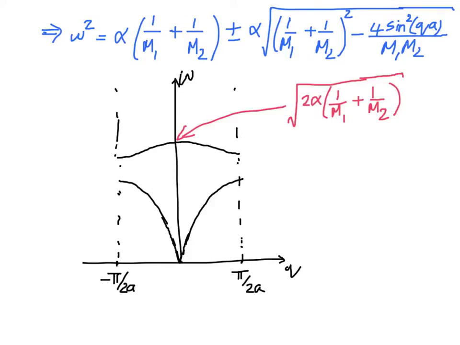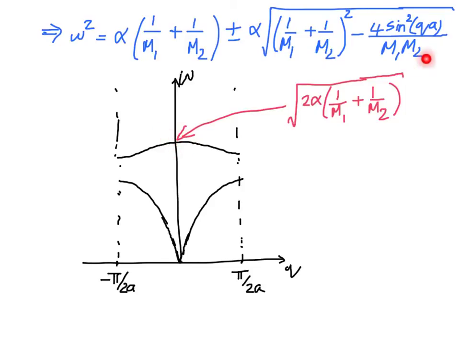First, let us set q equals 0, right? So we are trying to find out what values omega can take when q equals 0. So when q equals 0, of course, we know from this plot that omega equals 0 is one solution and omega is something else, a non-zero quantity, is another solution.